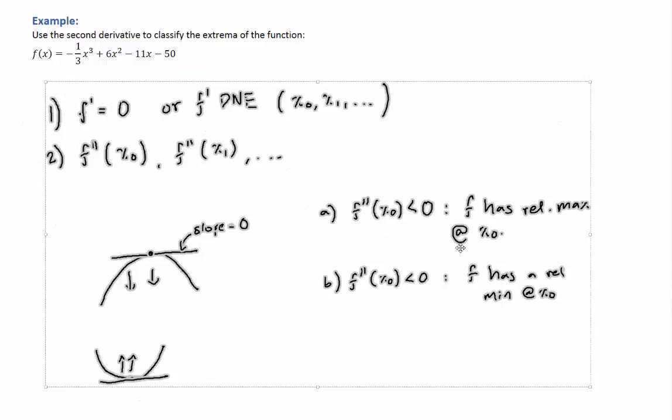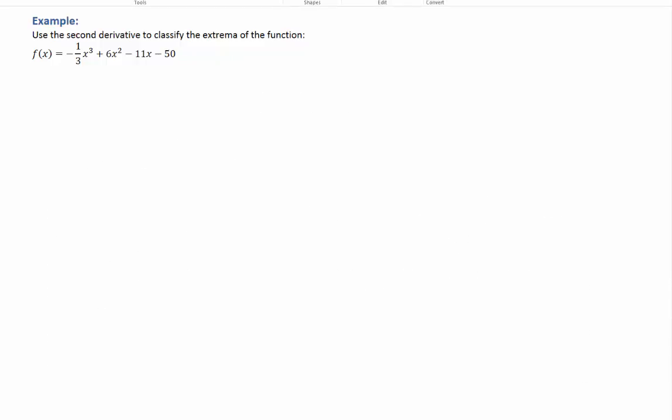So let's look at this example now in the light of this little explanation, and let's try to apply our second derivative test. So let's go ahead and follow the steps I outlined. So first step is finding the first derivative and setting it equal to 0. So our first derivative here, 3 multiplies negative a third, we get negative 1 times x cubed, x to the power of 3 minus 1 is going to be x squared, plus 12x, and then minus 11. So that is our first derivative, and we're going to set it equal to 0.